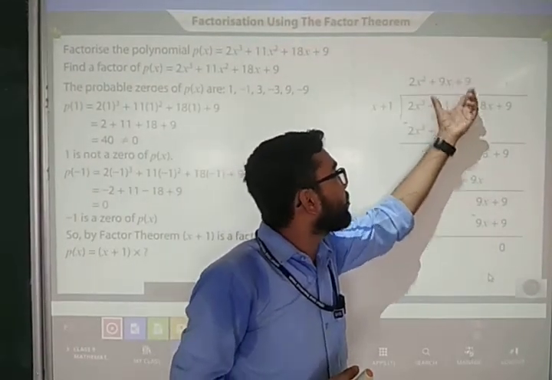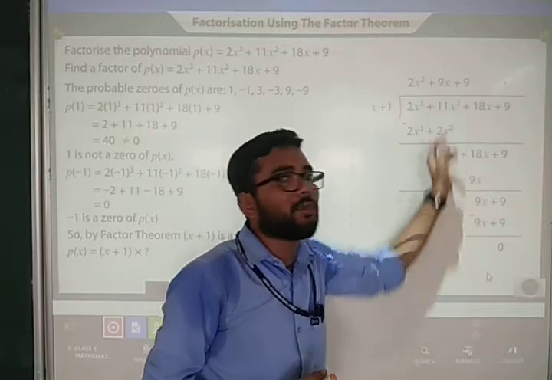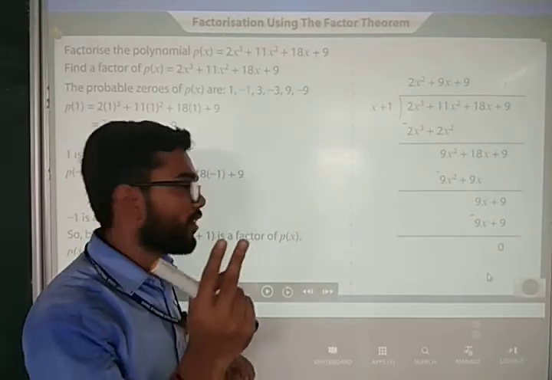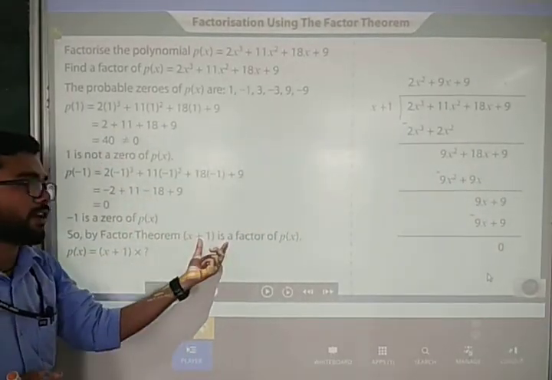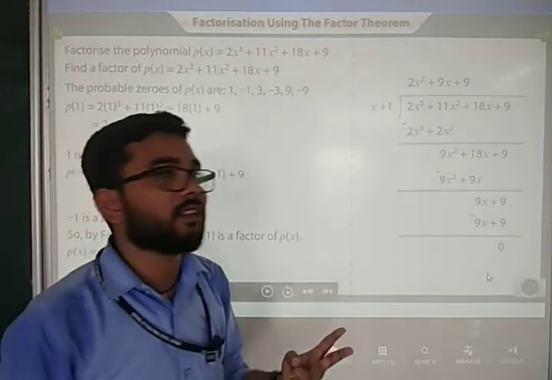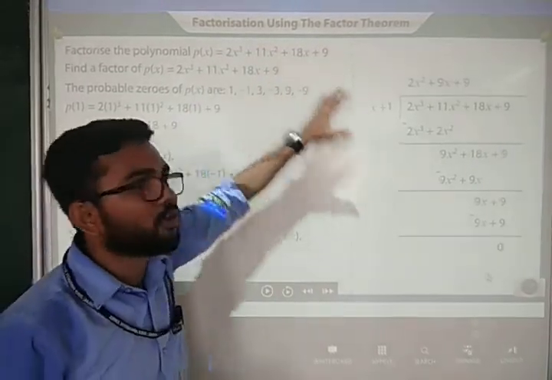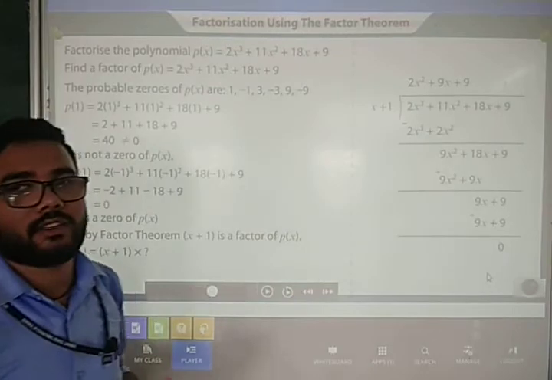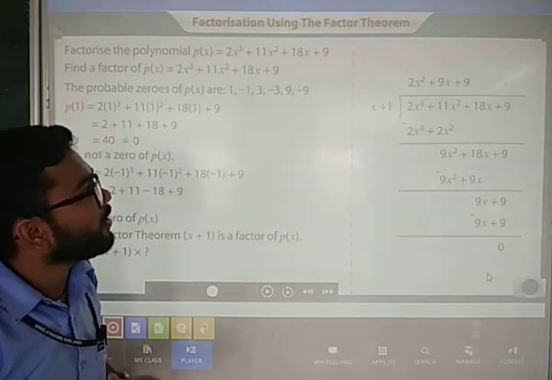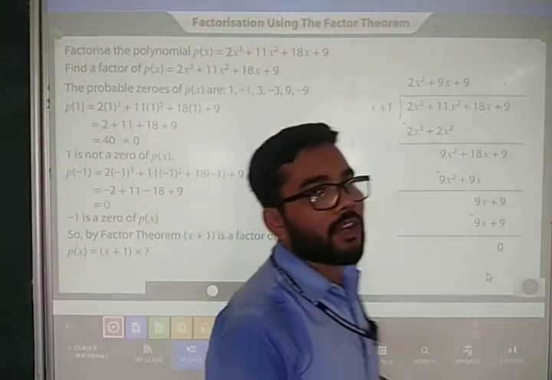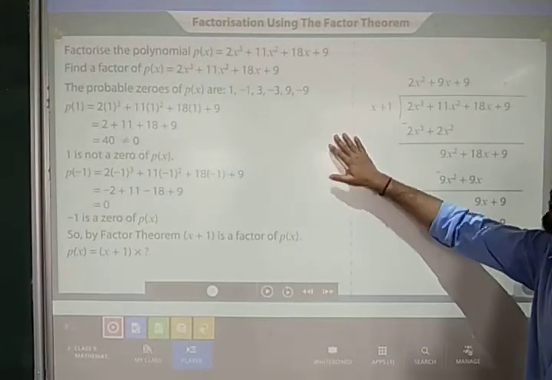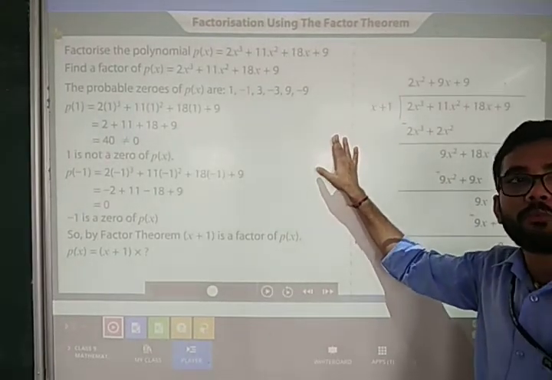And if you factorize this quadratic polynomial, you will get 2 factors. So those 2 factors and this first factor will be equal to 3 factors. It means that every cubic polynomial has 3 factors. So in this way, you can find all 3 factors of a cubic polynomial.